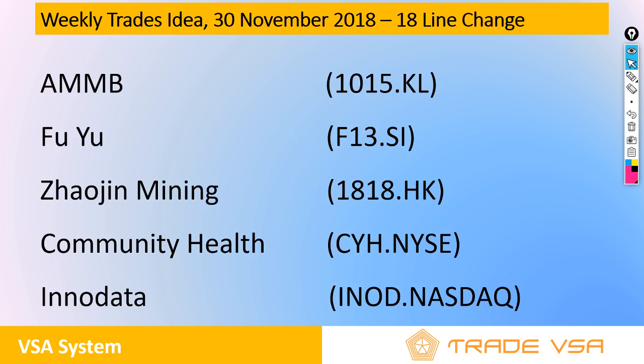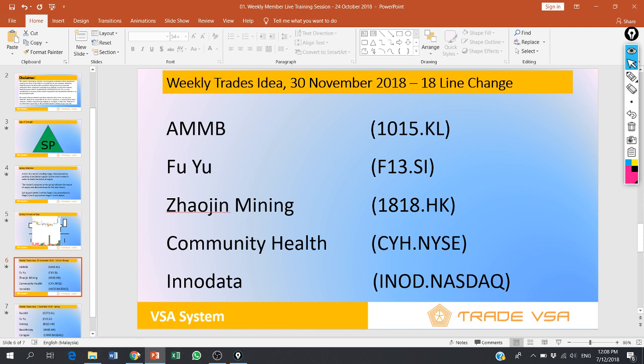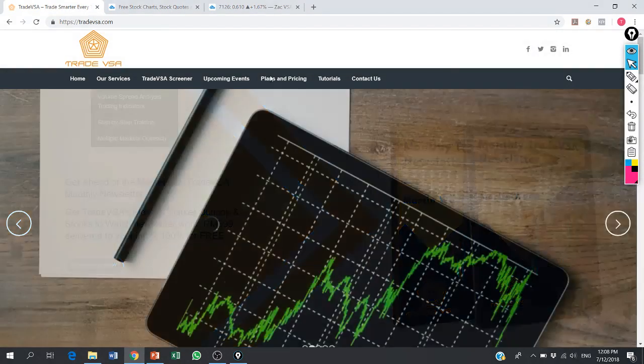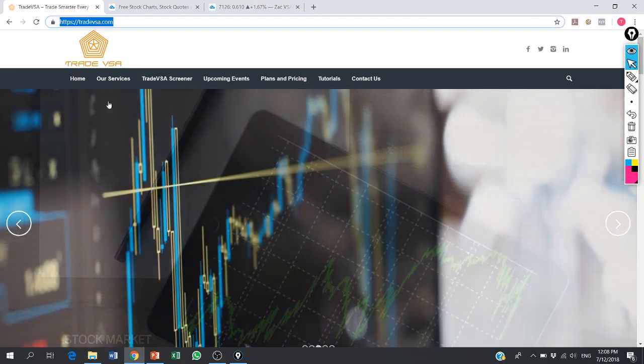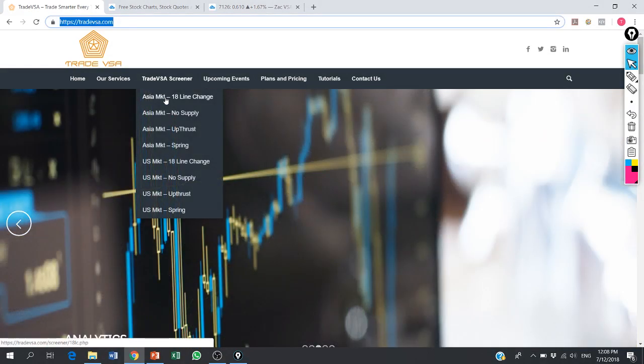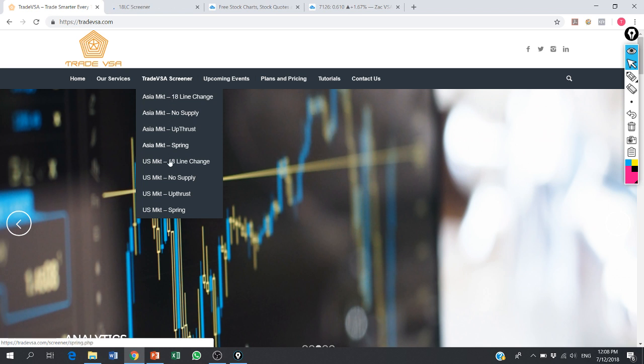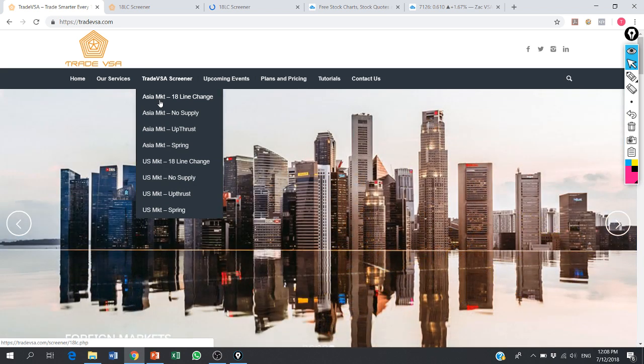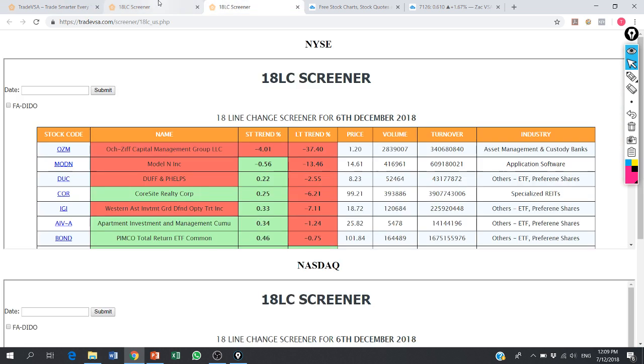First I go through our stock ideas using line change from last week. I'm using TradingView TradeVSA to review it. You can go to our website TradeVSA.com, go to the TradeVSA screener to find out the potential stocks that we have for you using 18 line change. You can go to our Asia market, which consists of KRSC, Singapore, Hong Kong. For the US market we have NYSE and NASDAQ. This is the screener for 18 line change.